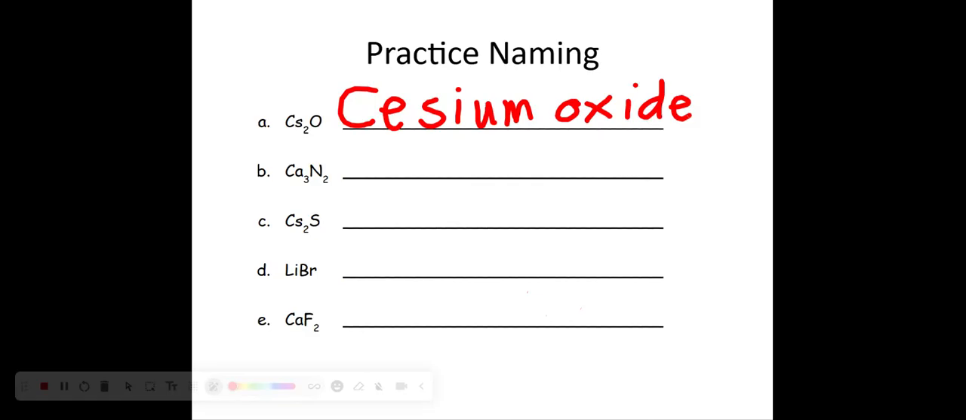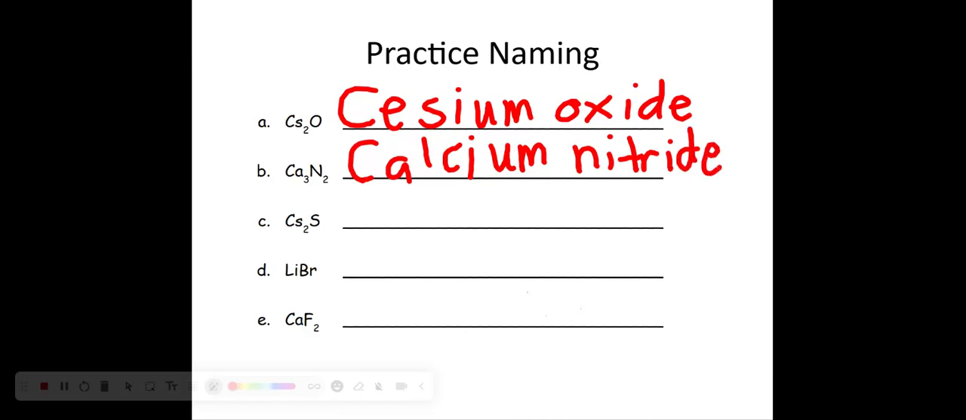Let's try letter B. What is Ca? That's right, it's calcium. And N is for nitrogen, which becomes nitride. All right, Cs2S. Again, we have Cs as cesium. And sulfur becomes sulfide, not sulfuride, just sulfide.